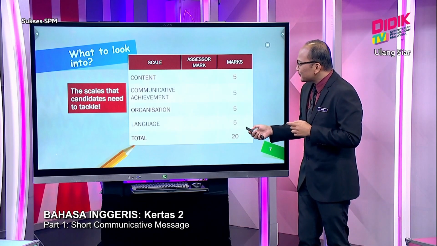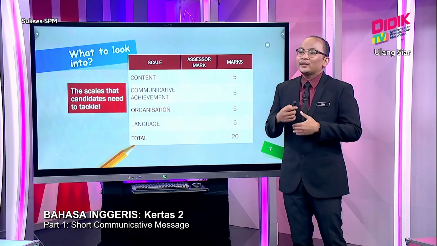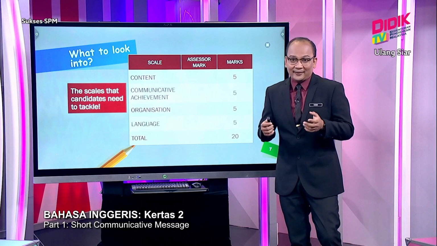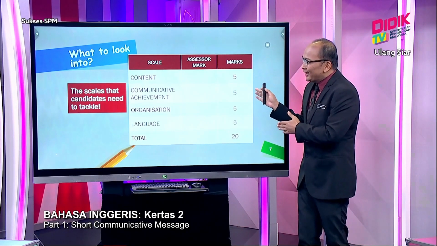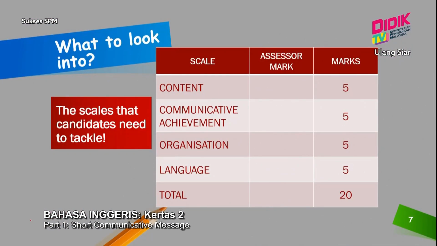Now, what are we going to look into when we are writing? Please remember, these are the skills that you need to pay attention to when you are writing. There are 4 things that you need to know, which are content, communicative achievement, organization, and also the language. The maximum marks for each of these skills are 5. So the total mark would be 20.